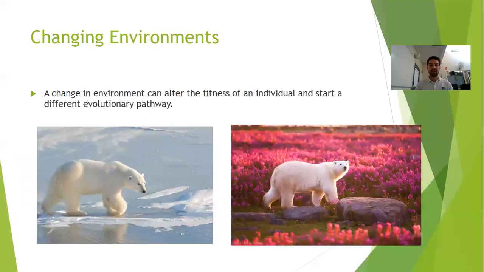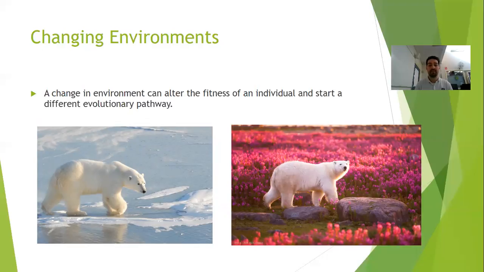So when natural selection is really important is when a change in environment can alter the fitness of an individual very quickly. So polar bears, we know, have really high fitness in a really white environment. They're going to be more likely to overcome some of those selection pressures, so being able to find food, avoid predators, that sort of thing.